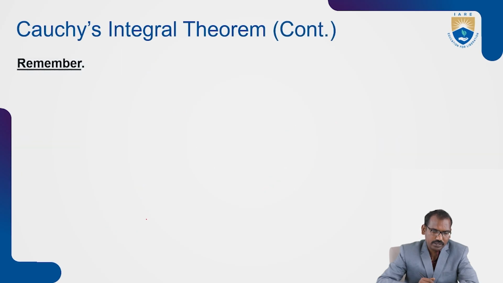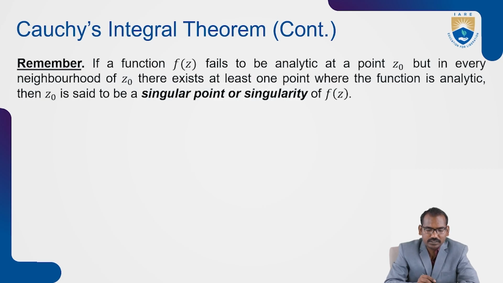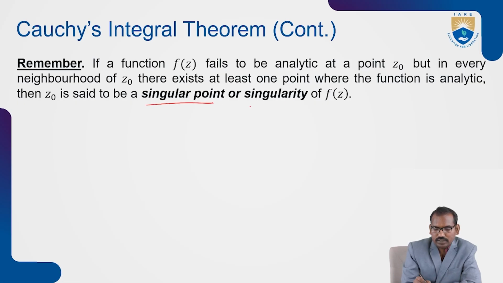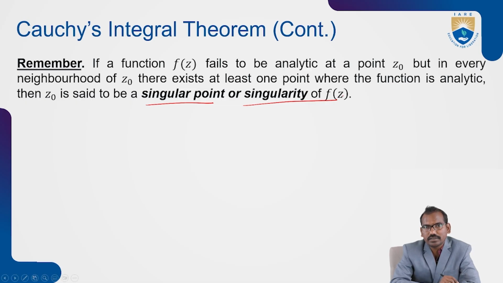Okay. Now we have to remember one thing: if a function f of z fails to be analytic at a point z0, but in every neighborhood of z0 there exists at least one point where the function is analytic, then z0 is said to be a singular point, or z0 is called a singularity of f of z. We discussed this when we discussed analytic functions. So here we define a singular point.